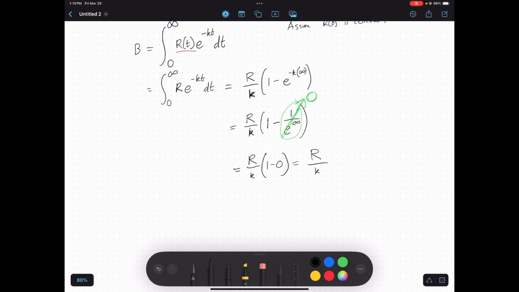So if you have some sort of continuous income stream that's constant and you're letting it go on perpetually, it's actually really simple to calculate the present value. All you have to do is take your constant income stream and divide it by whatever interest rate you're investing in it.